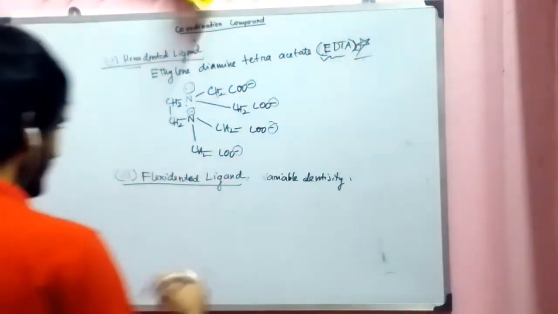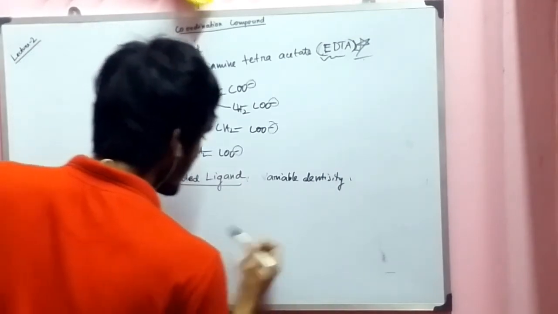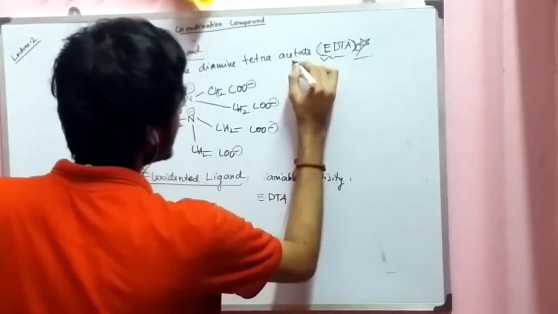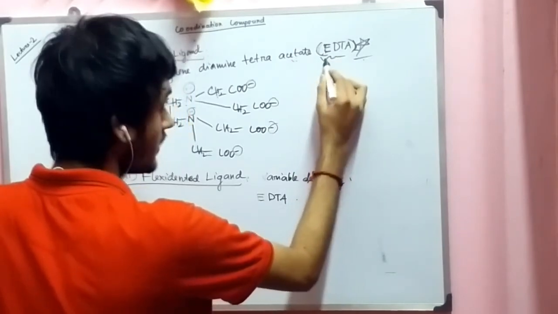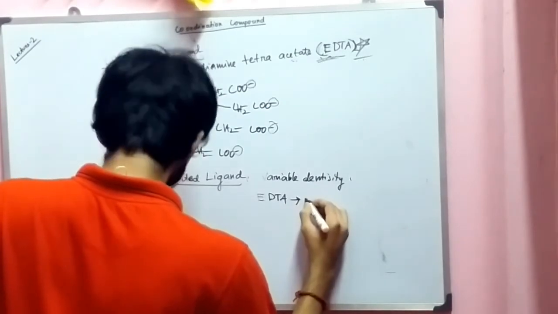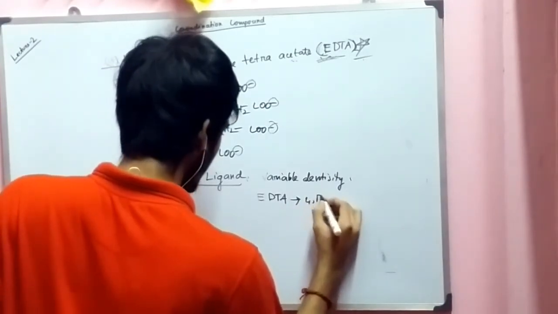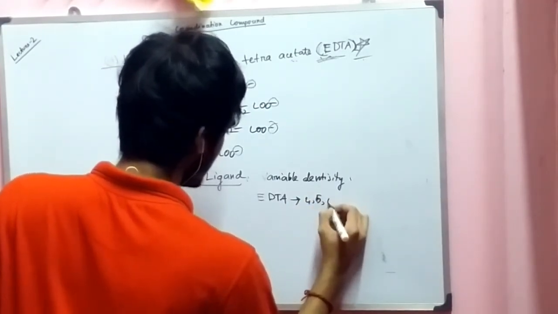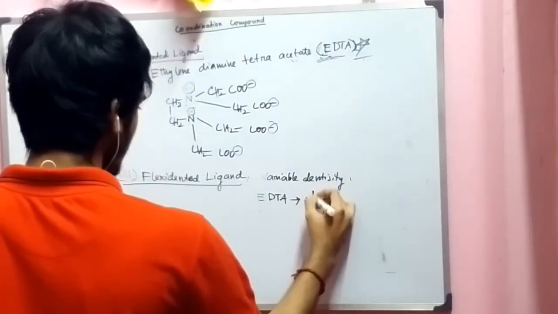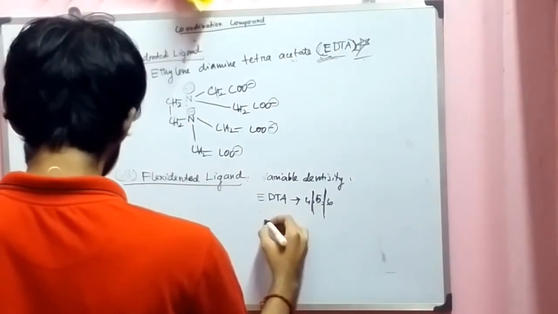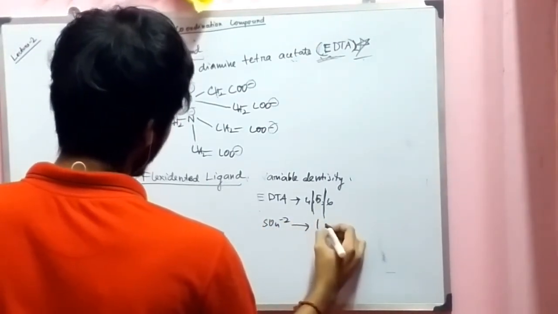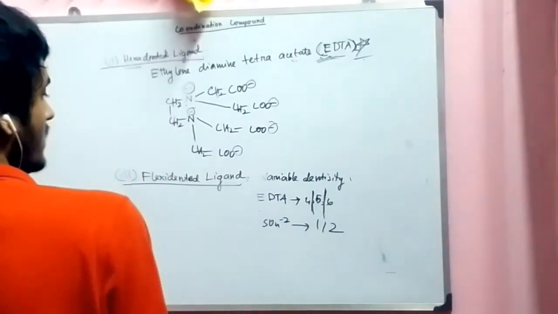Examples are EDTA. This complex is EDTA. Remember this, this is a very important complex. EDTA shows 4, 5, or 6 valencies, depending upon the complex, depending upon the central atom. And the SO4 minus 2, it can show 1 or 2, depending upon the complex.